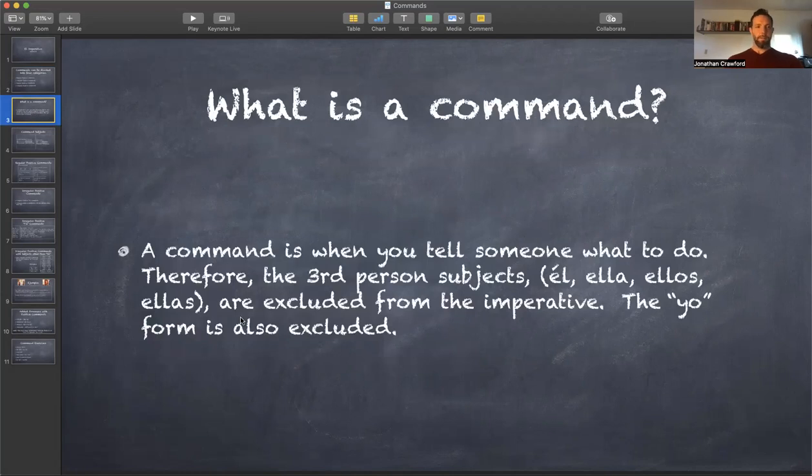So what is a command? A command is when you tell someone what to do. Therefore, the third person subjects, él, ella, ellos, ellas, he, she, they, are excluded from the imperative. The yo form is also excluded. In other words, you can only command people who you are directly talking to. The yo form is excluded because if you want to command yourself, like if you talk to yourself, you would probably do it in the tú form.